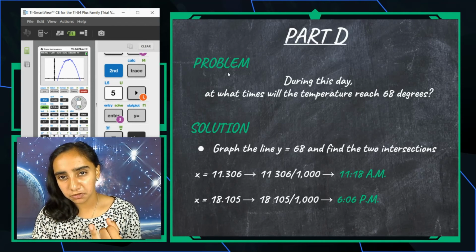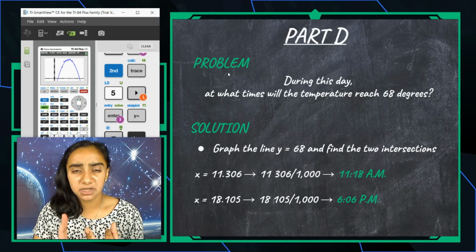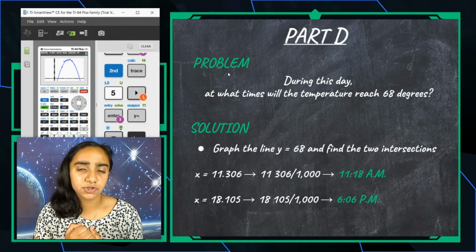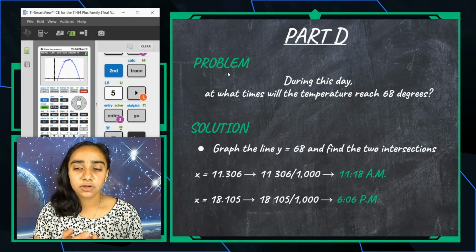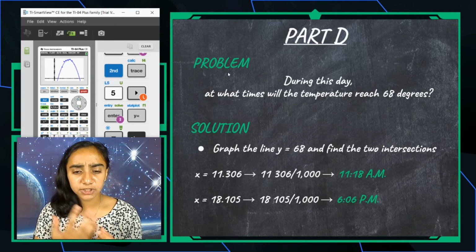Is there one time during the day, or are there multiple times during the day, or is there no time during the day that it never reaches 68 degrees? Well, can you give me times when the temperature will possibly be 68 degrees? So again, this is a predictive model. We're going to be trying to make a prediction. So let's look at the solution.